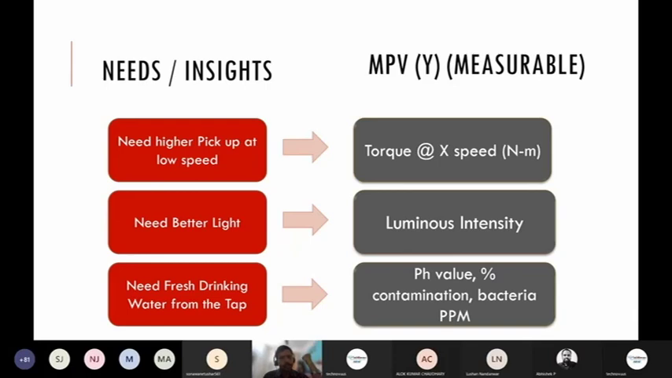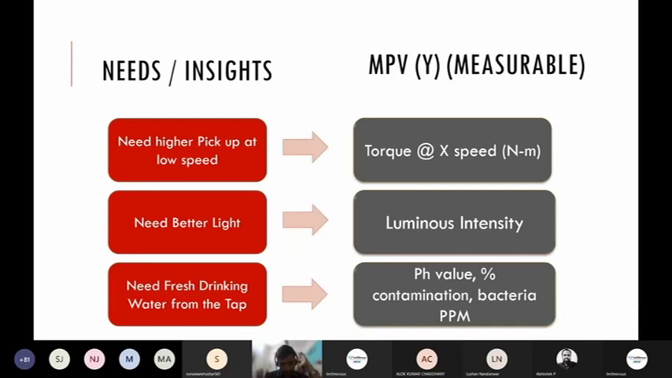It translates into torque. Torque is measurable for an engine, for a vehicle at a particular speed. Speed is measurable. There is a unit, Newton meter, and RPM. Everything is measurable. There is no confusion. And once you know, it's like defining the problem. You need 800 Newton meter torque at 2400 RPM, which is a very engineering definition. The rest of the organization can work on that target, right?